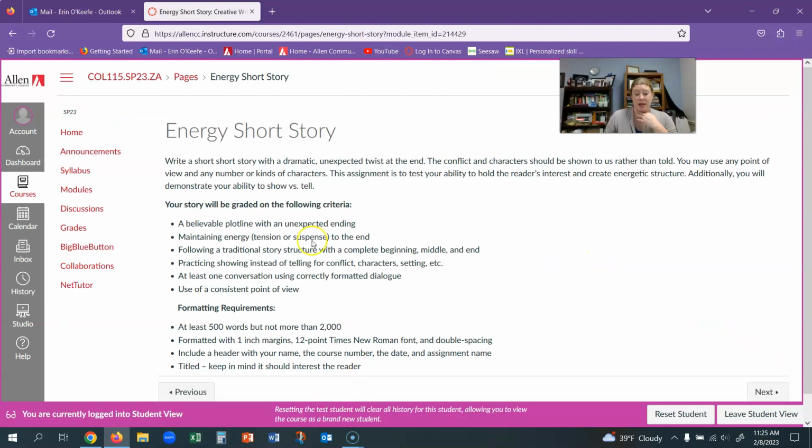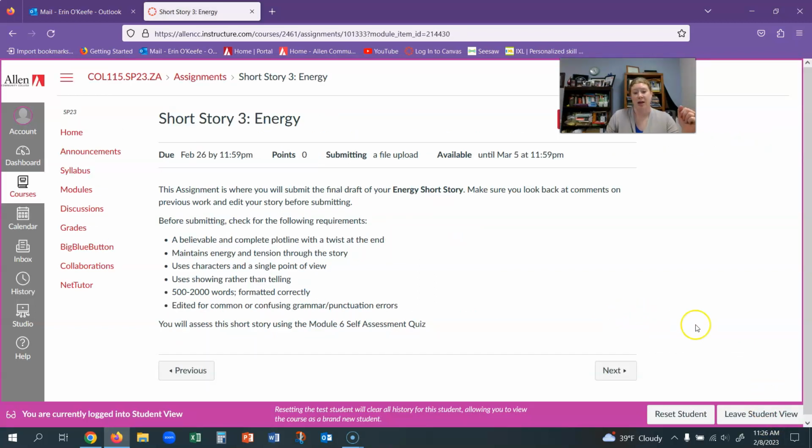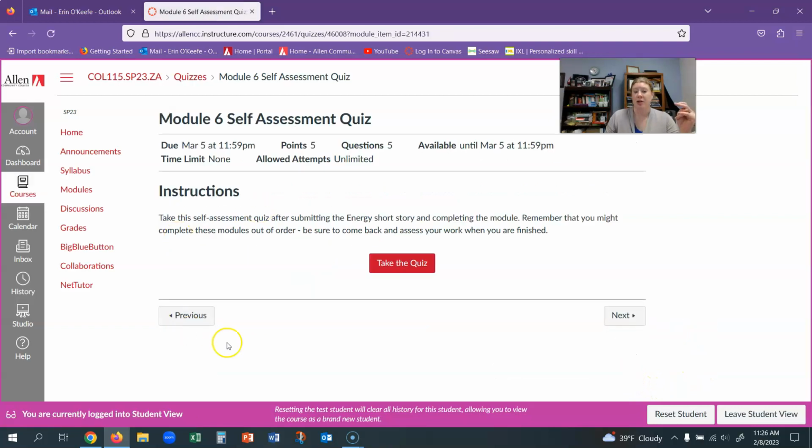So those are the requirements. And again, we're building on the skills. So you have one single point of view. We have characters that are interesting and unique. We got some round characters in there. And ones that you have built up a good understanding of. So do some character sketching if you need to, and then submit your story to the submission spot. And then, of course, you will assess your story and make sure that you have met all of the requirements.